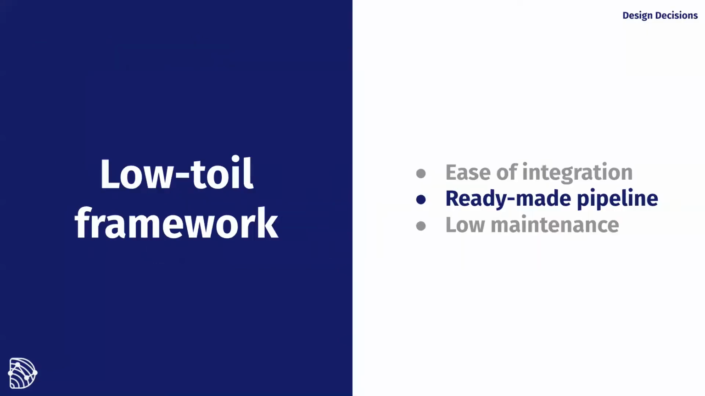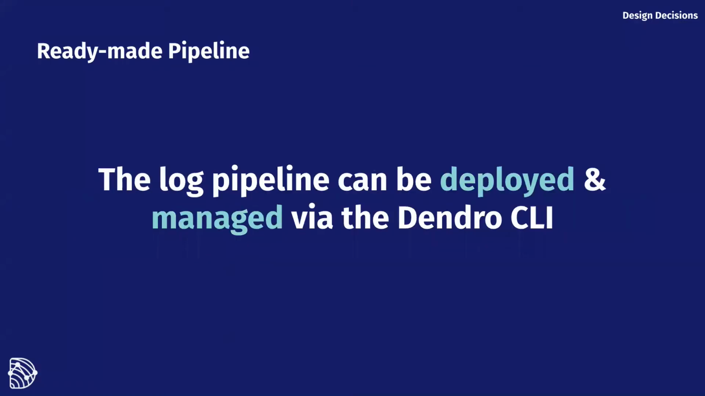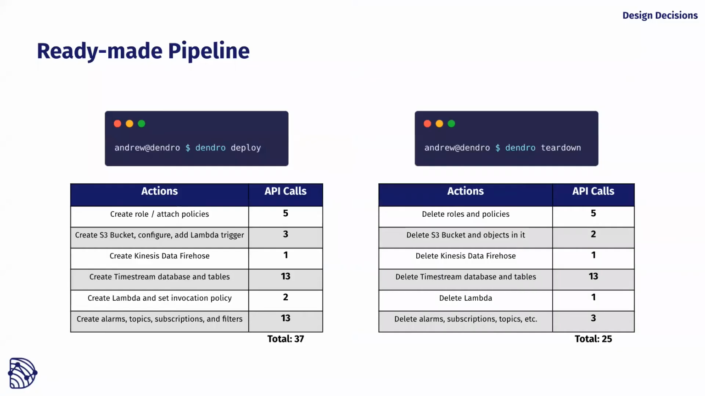We then needed to provision and deploy the logging pipeline for our users. To automate as much as possible, operators can use the Dendro CLI to deploy, manage, view, and tear down the logging pipeline. The deploy command alone makes over 30 different API calls. The entire CLI handles over 75 different API invocations, making the pipeline as easy as possible for users to manage.